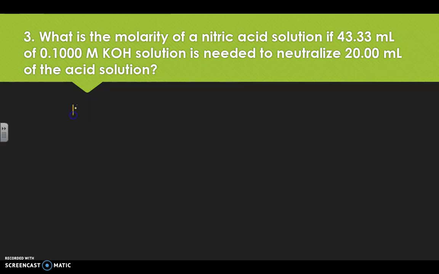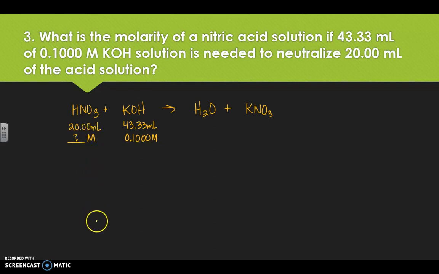All right, so we know that we're going to use nitric acid, HNO3, and we're going to neutralize KOH with that. So we're going to form on the other side H2O and KNO3. And then we double check to see if it's balanced, which it is. And we know that we're going to be using 43.33 milliliters of this KOH solution. And this KOH solution has a 0.1000 molar concentration. We know we're going to use 20 milliliters of the acid solution, but we don't know the concentration of that. That's what we're looking for.